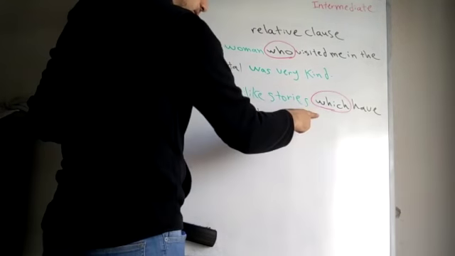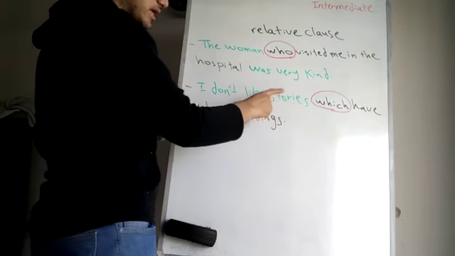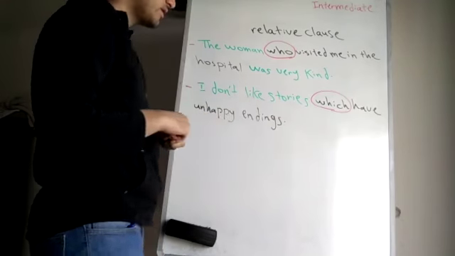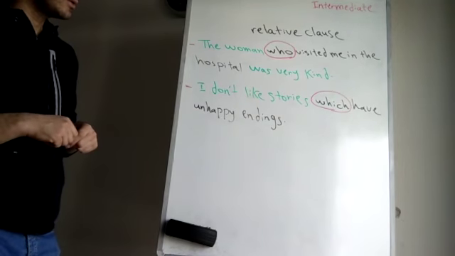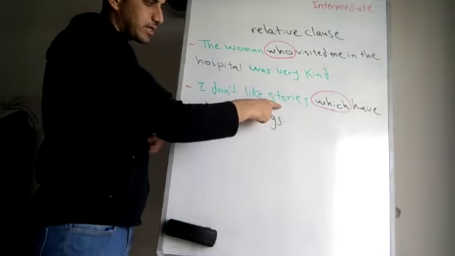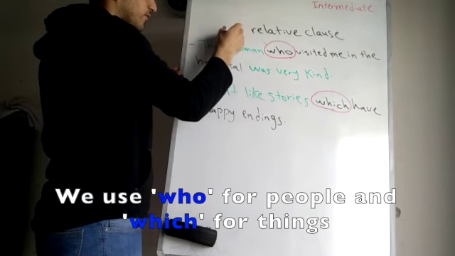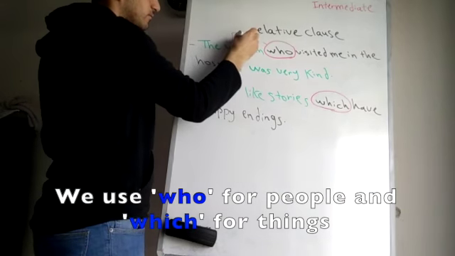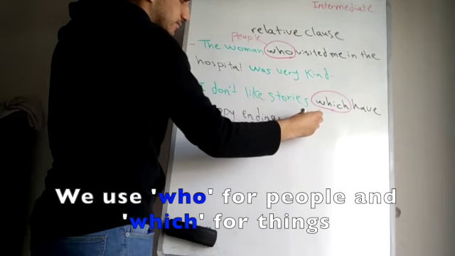So when we are talking about things, we use which. عندما نتحدث عن أشياء نستخدم which. So who for people and which for things.